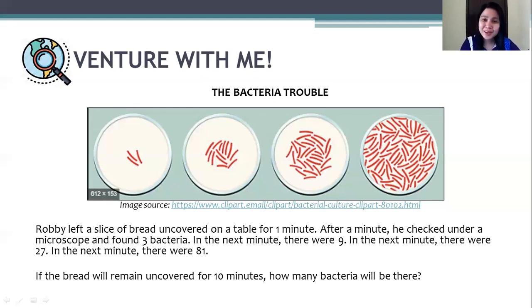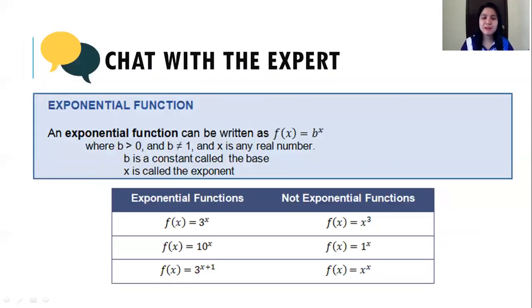Now, let's start with our lesson. Basic question, what is an exponential function? An exponential function can be written as f of x equals b to the power of x, where b is a positive number greater than 0, but b should never be equal to 1. And x, the exponent, is any real number.